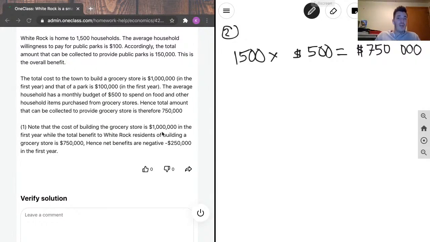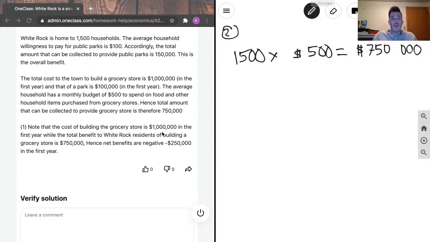Total cost to the town to build a grocery store is $1 million in the first year, and that of a park is $100,000 in the first year, pardon. The average household has a monthly budget of $500 to spend on food and other household items purchased from grocery stores. Hence, the total amount that could be collected to provide a grocery store is therefore $750,000. My math checks out. Wonderful.